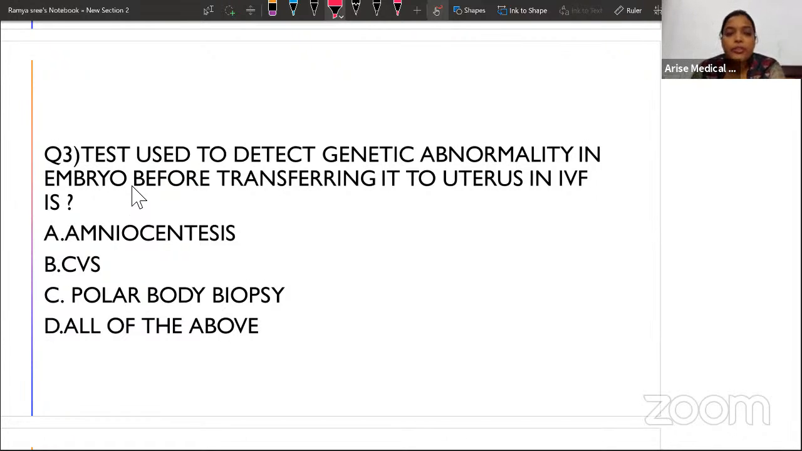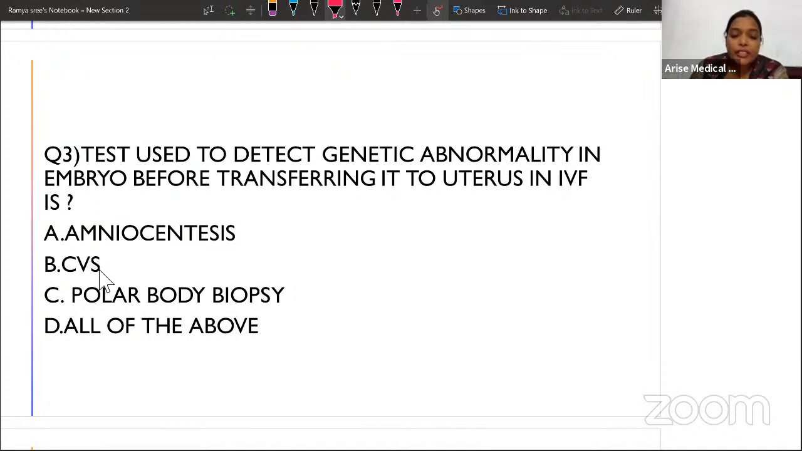Especially patients with recurrent pregnancy loss, known carriers of diseases, or where the parents are known to have the disease, and there is pregnancy again and again with an abnormal baby. You can do this PGD, detecting those genetic abnormalities in the embryo and then transferring it. So what should be the answer here?